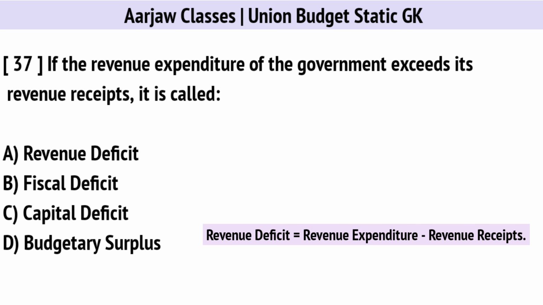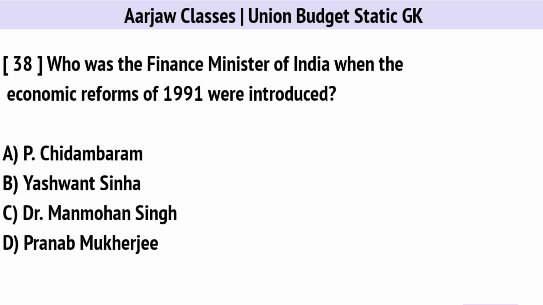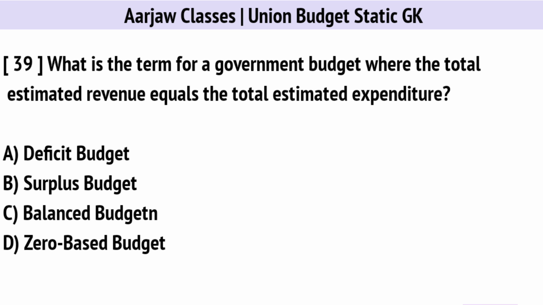If the revenue expenditure of the government exceeds its revenue receipts, it is called? Correct option is A. Revenue deficit. Who was the Finance Minister of India when the economic reforms of 1991 were introduced? Correct option is C. Dr. Manmohan Singh. What is the term for a government budget where the total estimated revenue equals the total estimated expenditure?